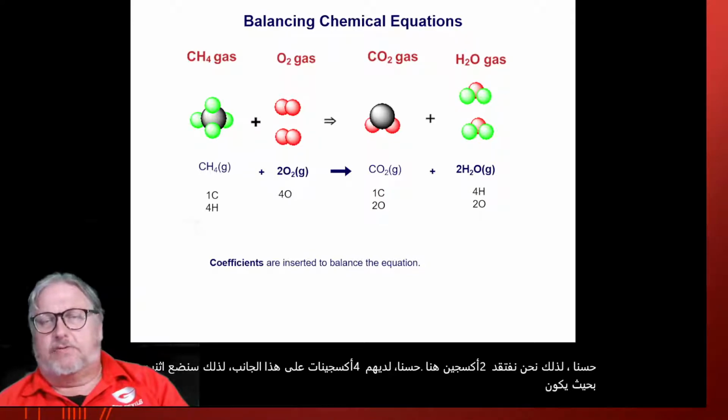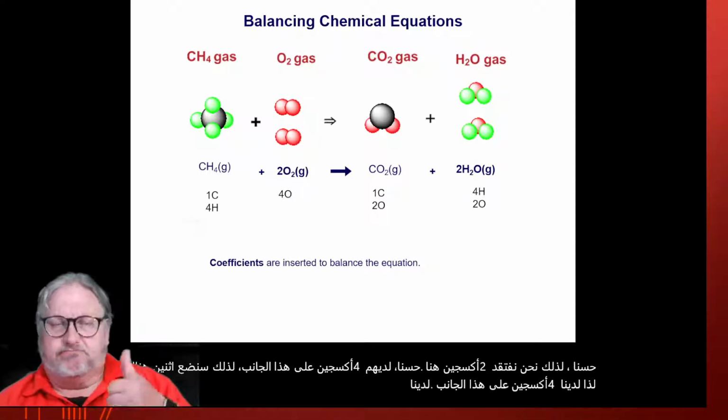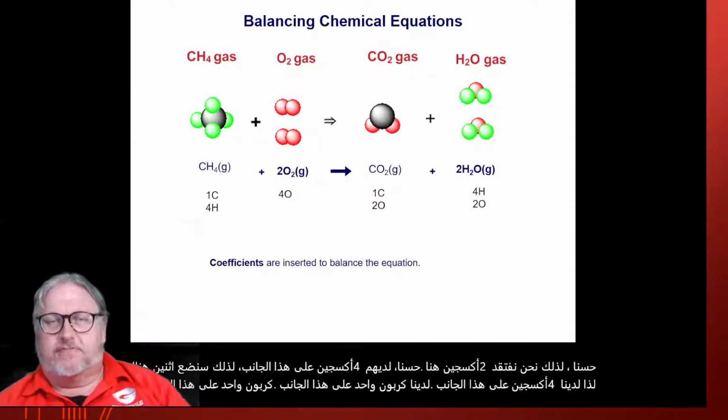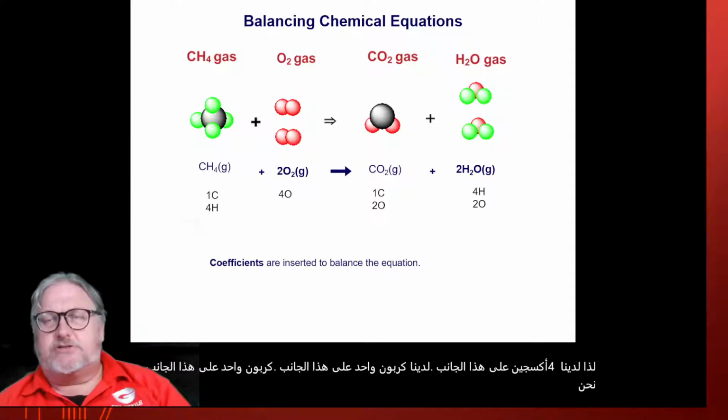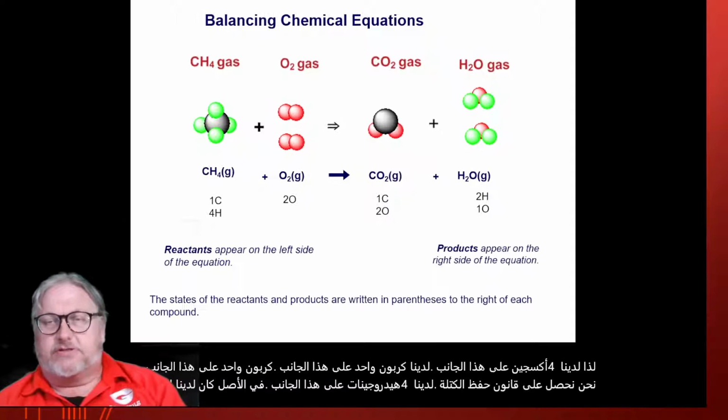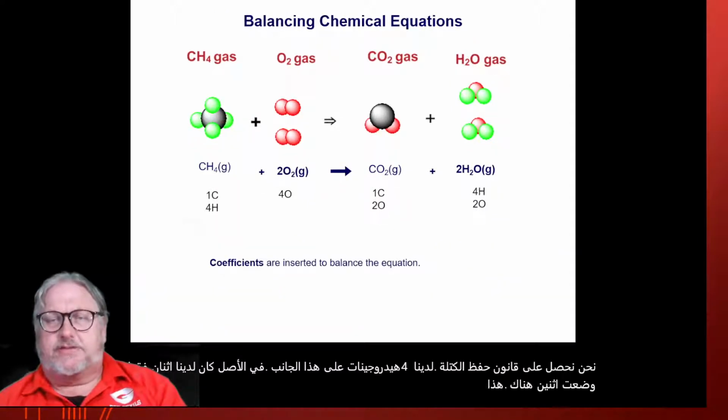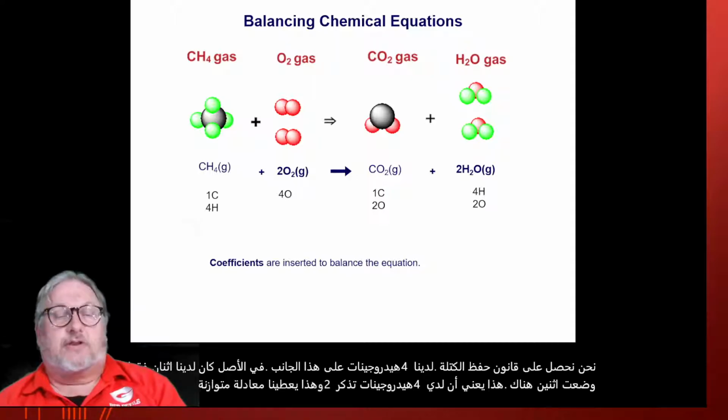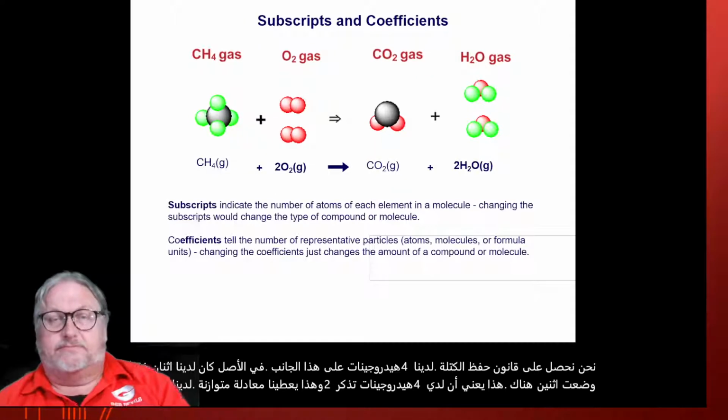We have one carbon on this side, one carbon on this side. We're obeying the law of conservation of mass. We have four hydrogens on this side. Originally we only had 2, so I put a 2 there. That means I have four hydrogens. Remember, 2. And that gives us a balanced equation. We have the same number of particles on the left as on the right.